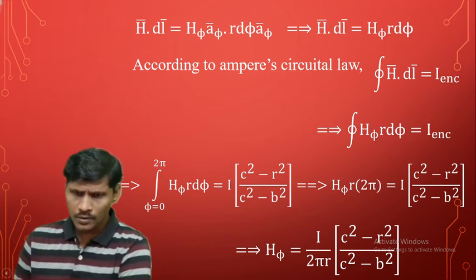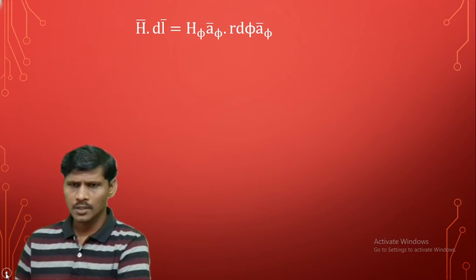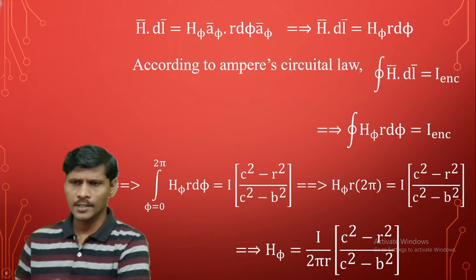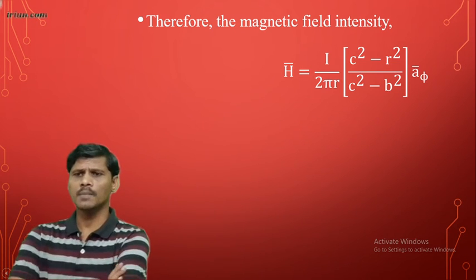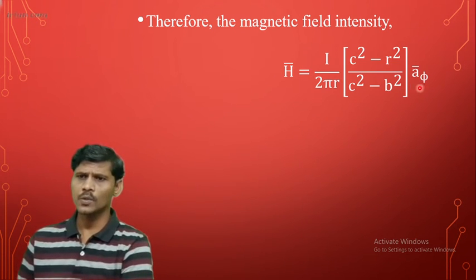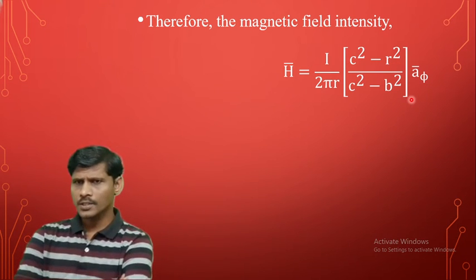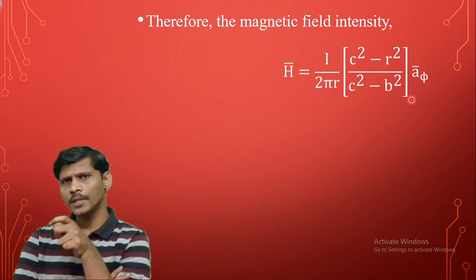Substituting this H phi value into this equation, we get the magnetic field intensity H bar equal to I by 2 pi r into (c square minus r square) by (c square minus b square) into a phi bar. In this case, this is the magnetic field intensity between b and c.